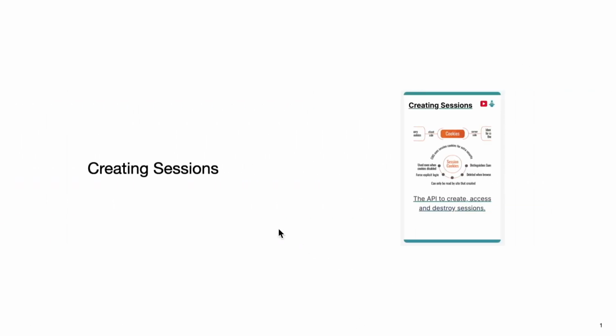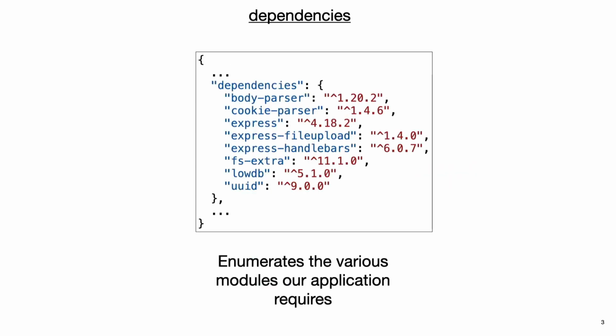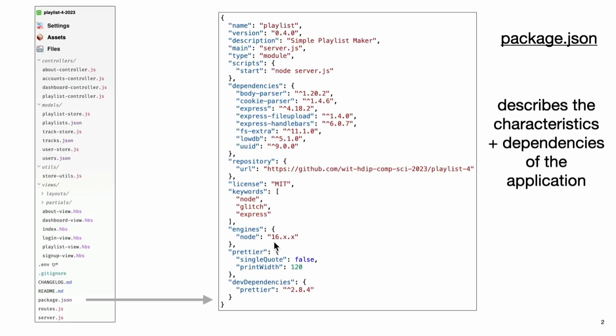Okay, we've got our forms together and we understand how a user ID, if we can come up with it, can be used to associate playlists with individual users. It's now time to get into the creation and management of sessions. Before we do so, let's just look at the structure of our project again. There's a very important file in here called package.json.